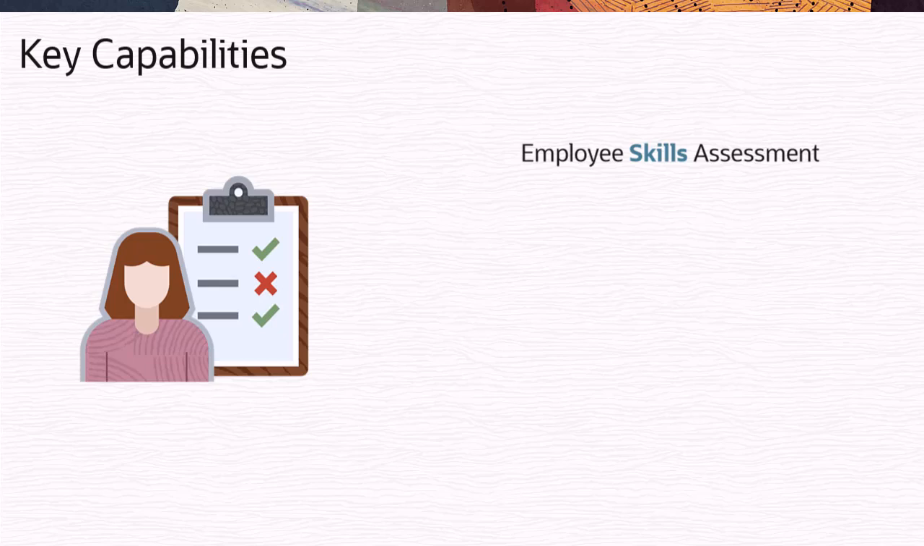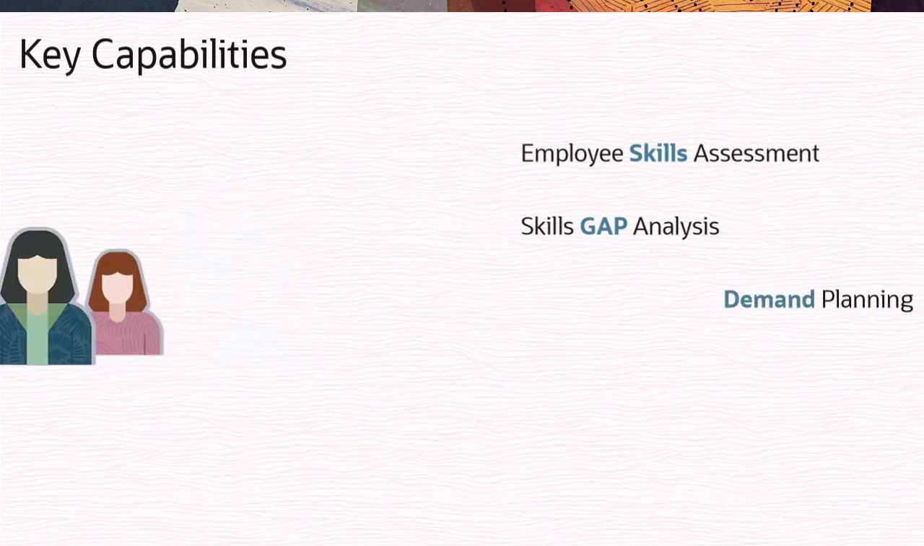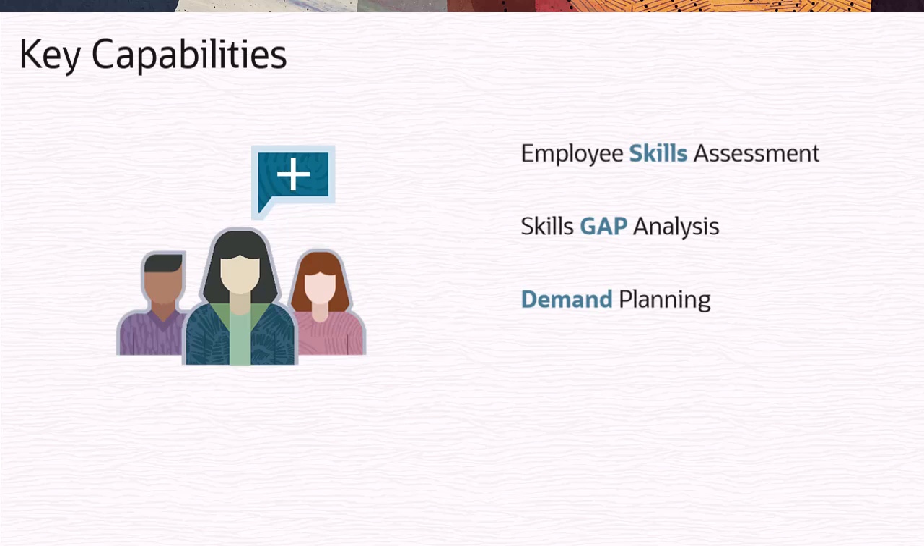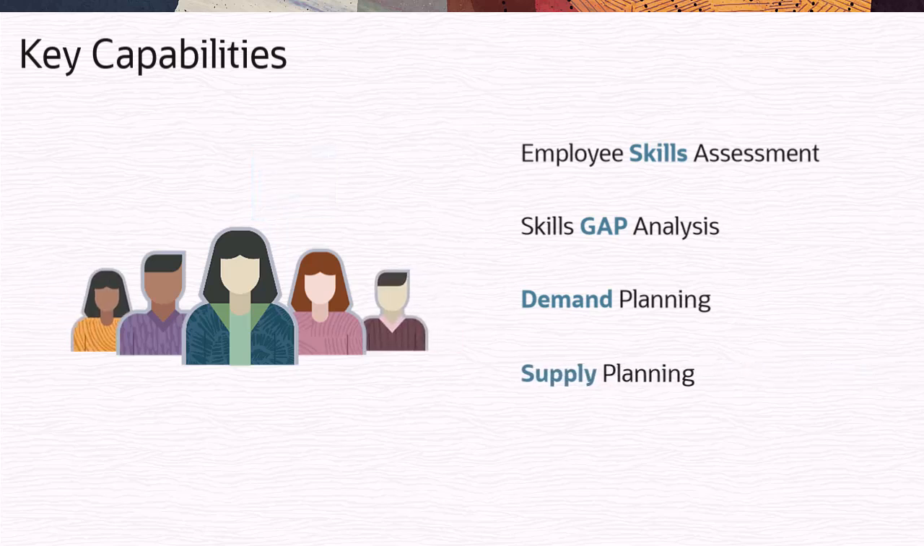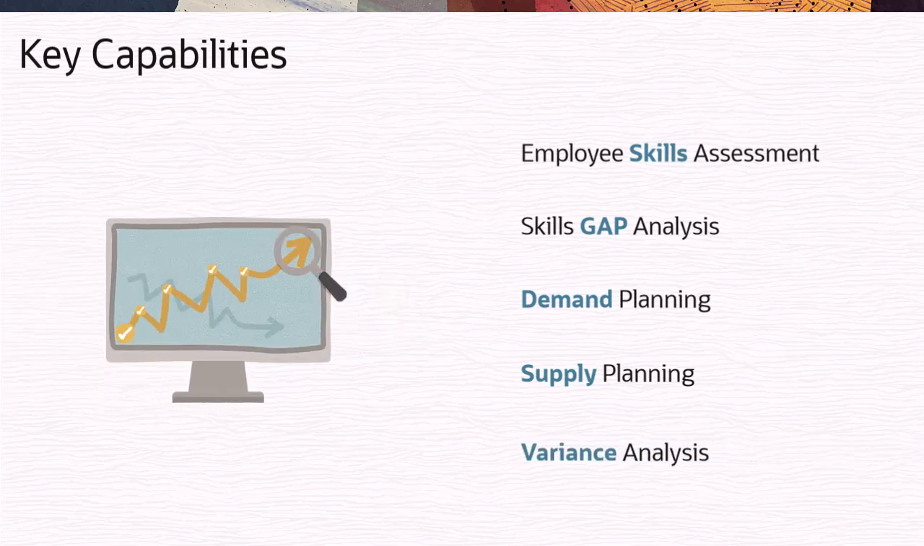custom categories for strategic jobs, skills gap analysis to identify the future competency levels required for strategic jobs, demand planning to identify the workforce needed to meet strategic objectives using custom demand drivers and targets, supply planning to calculate the expected turnover for the existing workforce, and supply versus demand variance analysis.